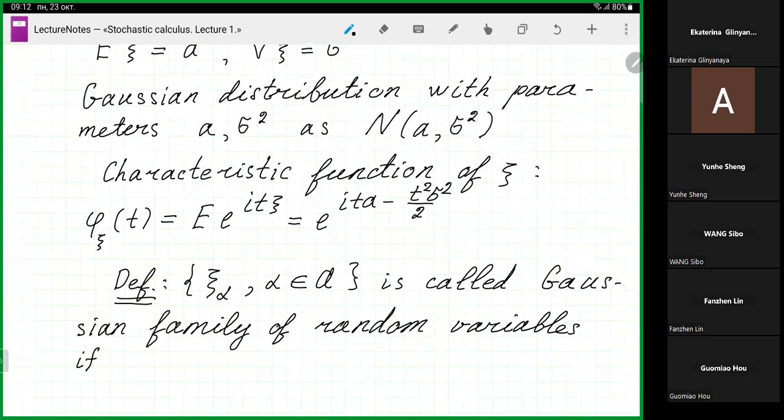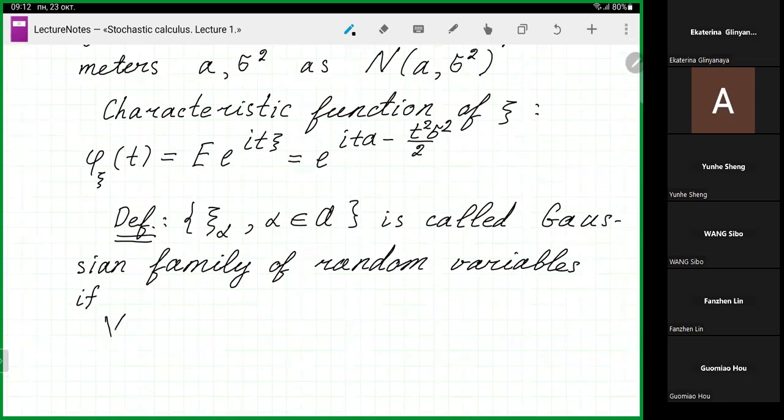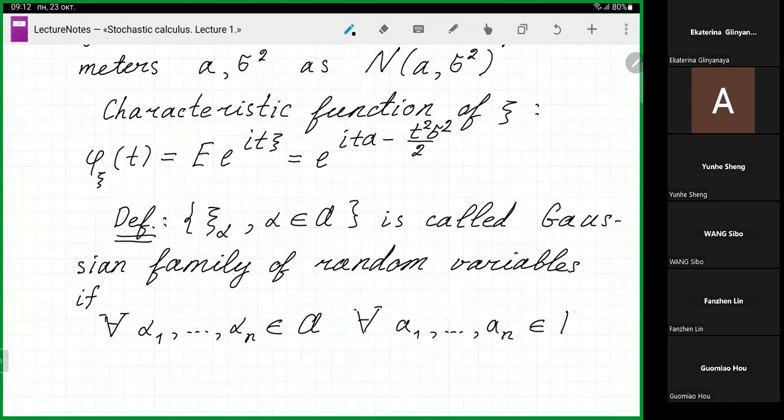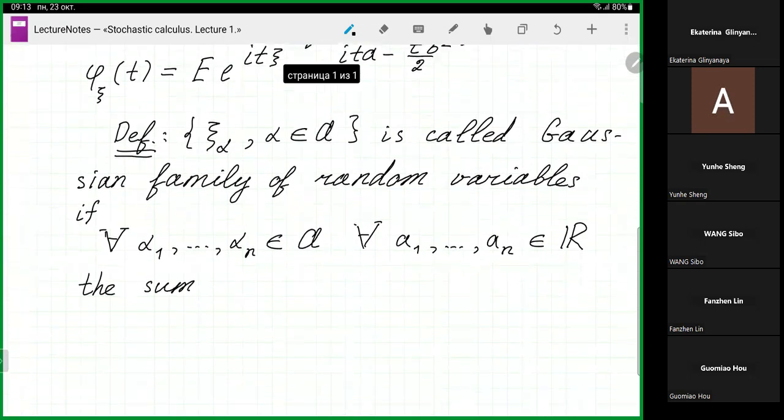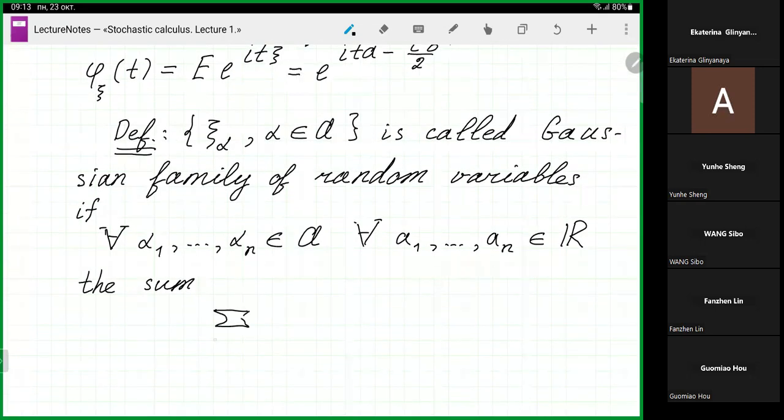If for all finite sets of indices alpha 1 to alpha n from A and all real numbers a1 to an, which belong to R, we have the following: the sum from k equal 1 to n of ak psi alpha k is a Gaussian random variable.